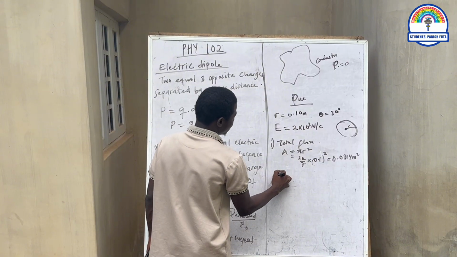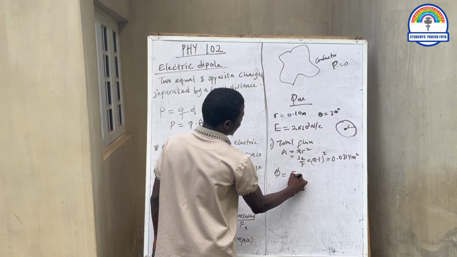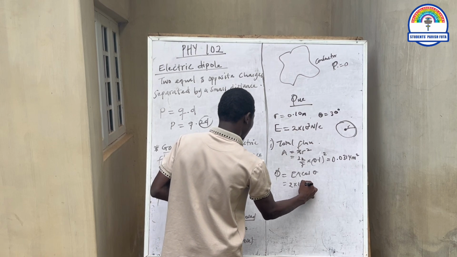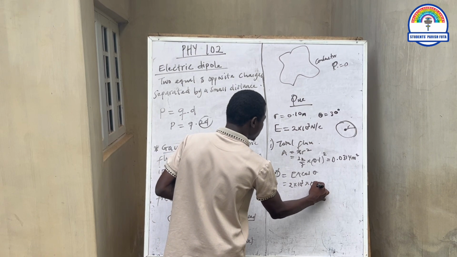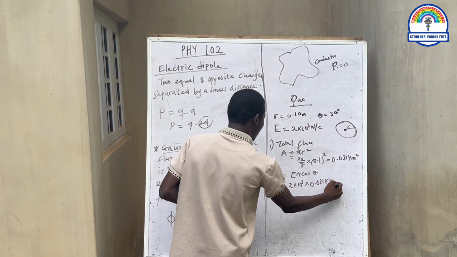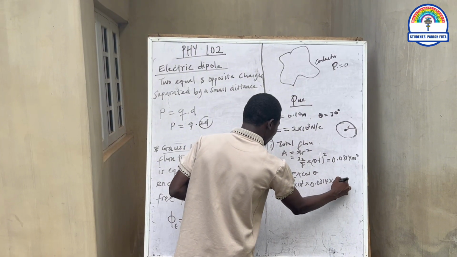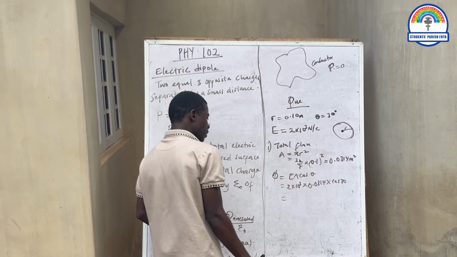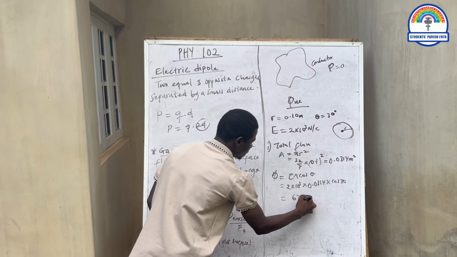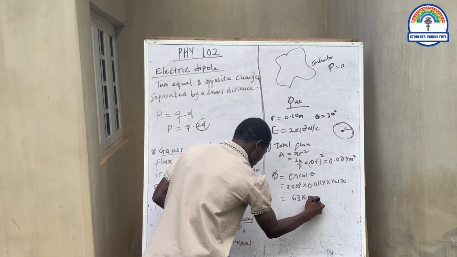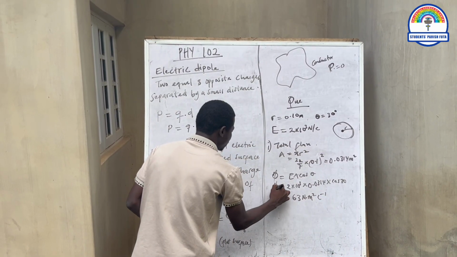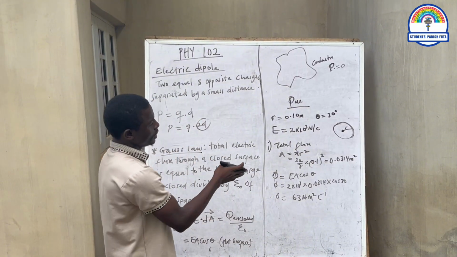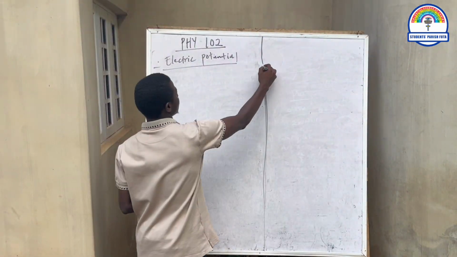Then to get the total flux, you should have EA cos θ, and that is 2 times 10 to the power 3 times the area, 0.0314, times cos 30, that is 0.866. When you do this on your calculator, you should have 63, with unit Newton meter squared per coulomb, N m² C⁻¹, as your unit for flux. I hope you get this: EA cos θ. Now we'll be moving to electric potential.